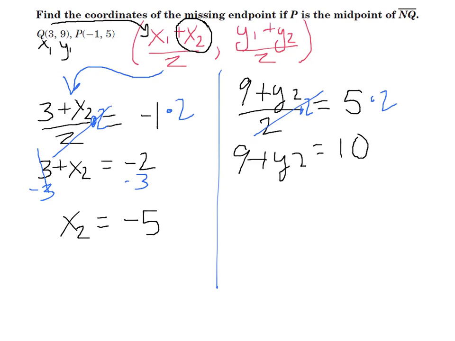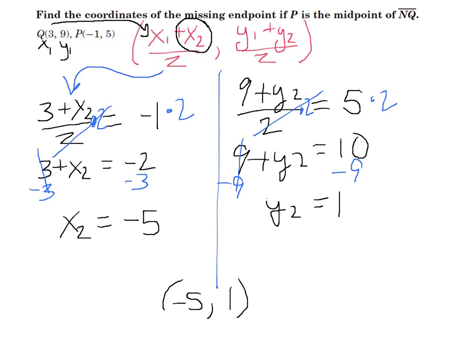Now I'm going to subtract 9 from both sides. That's going to eliminate the 9 and leave me with just y sub 2 equals 10 minus 9, which is 1. So the y-coordinate of my other endpoint is 1. So the coordinates for my endpoint are (-5, 1). Now when you're giving an answer to a midpoint question, or you're giving coordinates of another endpoint, make sure you put in your parentheses, and then you have two numbers separated by a comma.